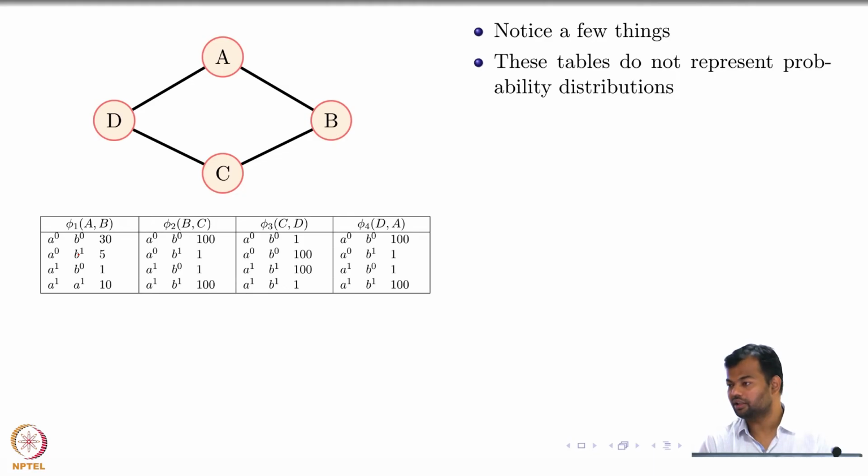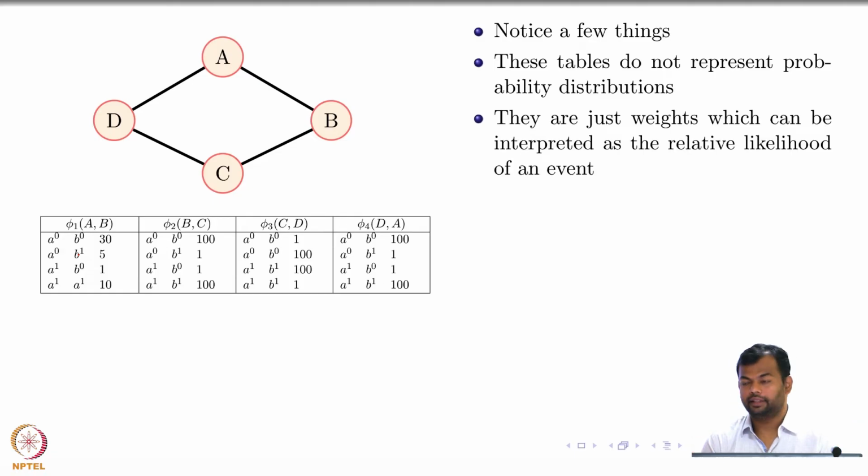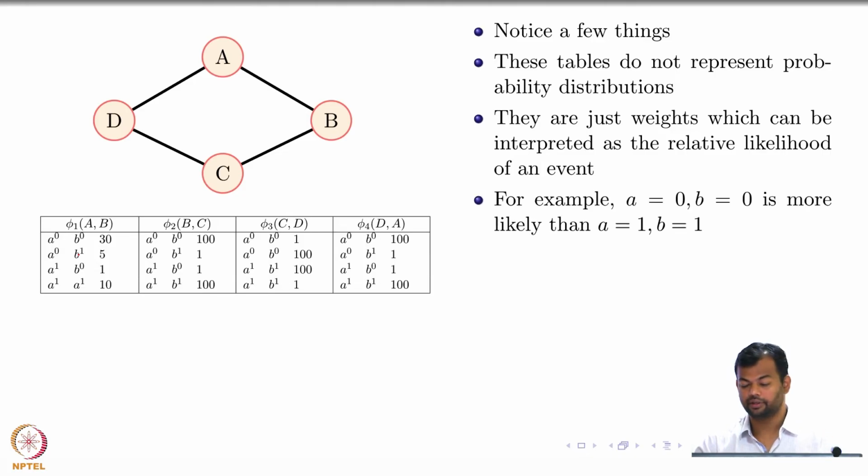Okay, these tables do not represent probability distributions. That should be plain obvious. The values don't lie between 0 and 1, they do not sum to 1, right? They're just weights which can be interpreted as the relative likelihood of an event. We're just saying that it's more likely for A0, B0 to happen than any of the other cases in the table, right? That's what these numbers are trying to capture.